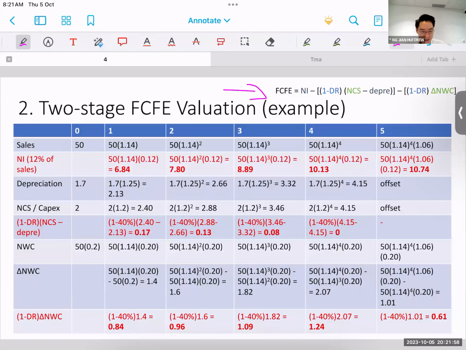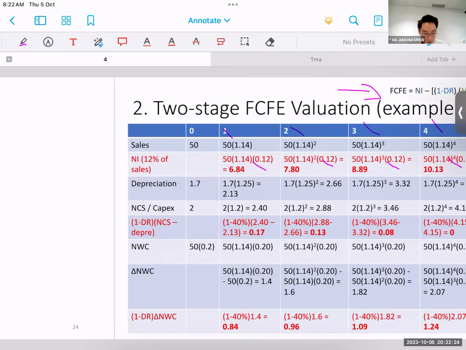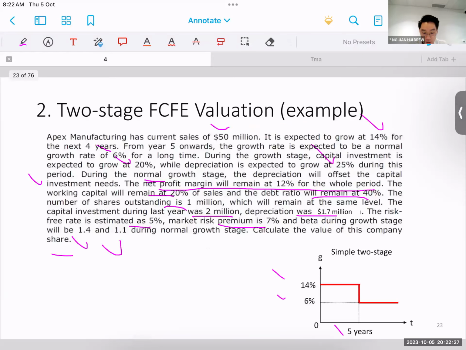Okay, so let's go back to the question. We know that sales grow at 14%. Same thing, we just plug in the values, but at year 5, it grows at 6%. We are given that net income is 12% of sales, so we just put 12% of the sales figure. We know that depreciation, let me quickly have a look, was 1.7 million.